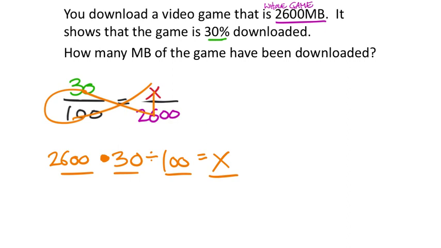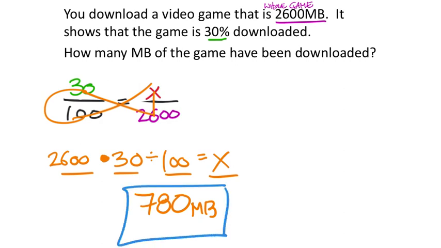So in my calculator, I got 2,600 times 30 divided by 100, enter, and it says it's 780. Now, that means that so far, 780 megabytes have been downloaded. So that answers the question. Last thing we need to do is label there. In megabytes, that's done.